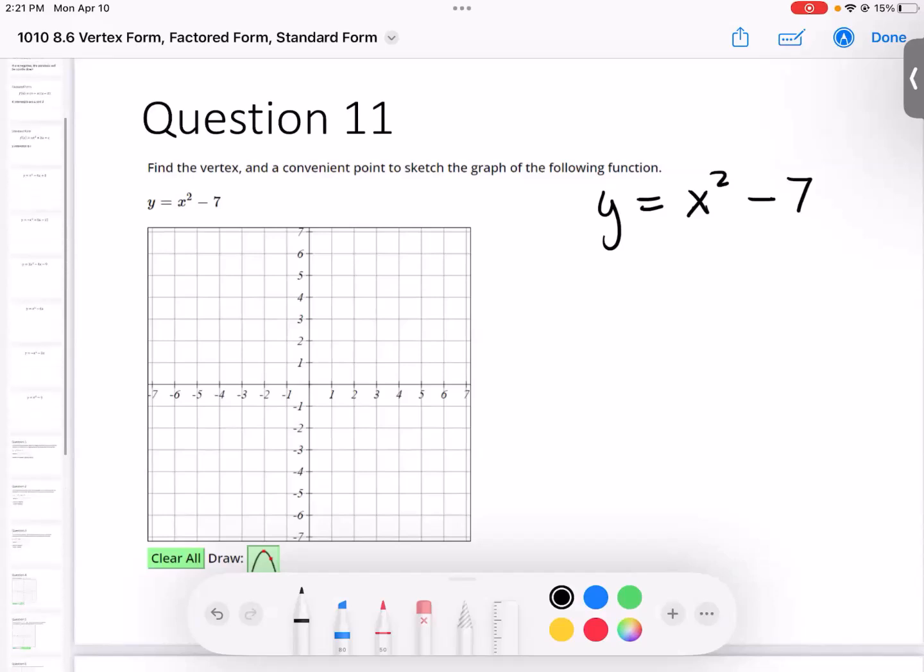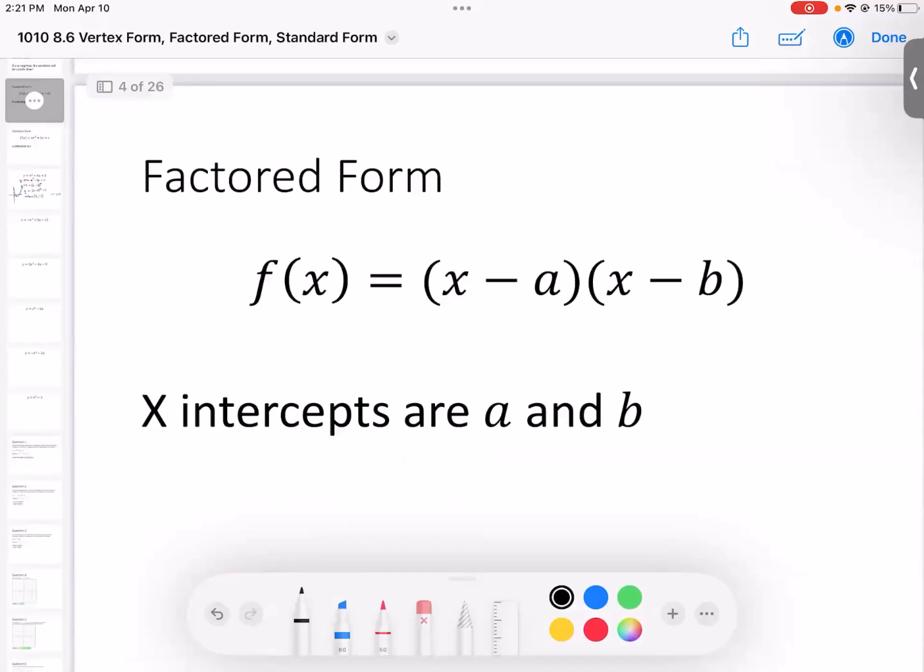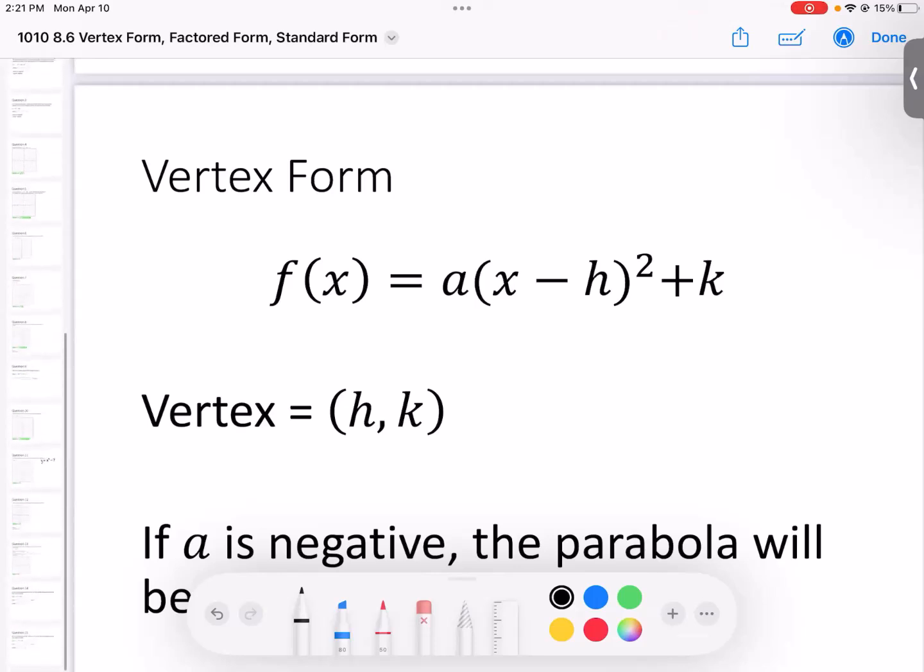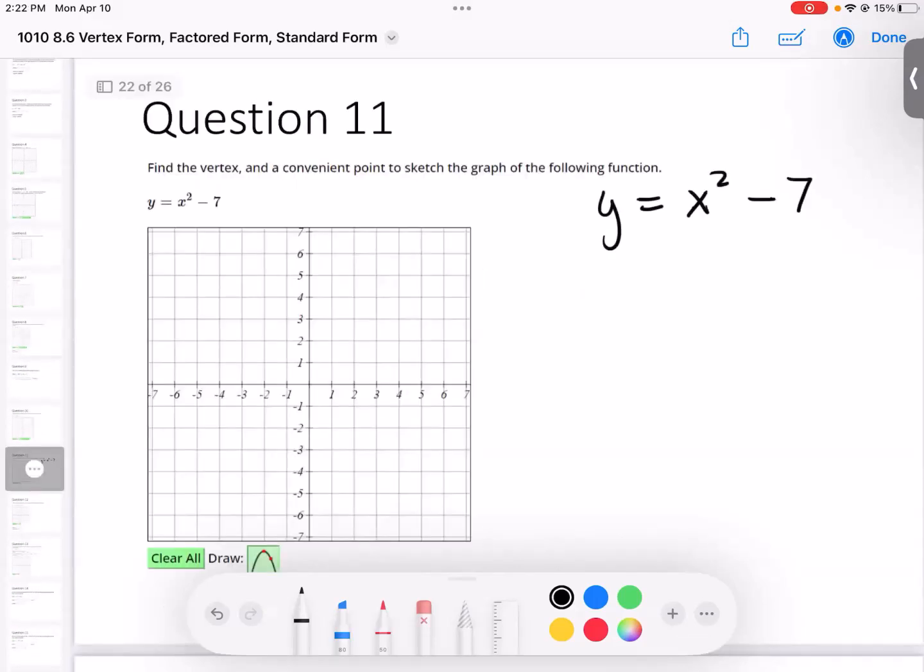Because the vertex form of an equation is when you have something squared, and then you can also have it multiplied by something and something added out here. But the x only shows up once in the equation and it's inside of something squared. And so on question 11, it's basically already in that form.